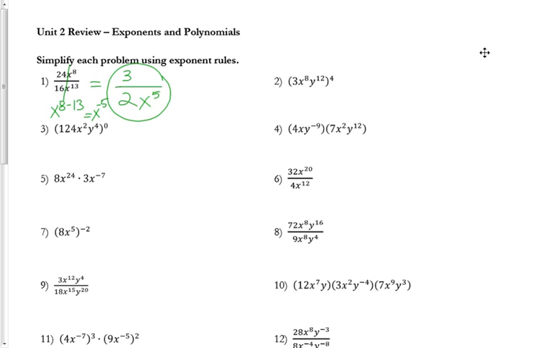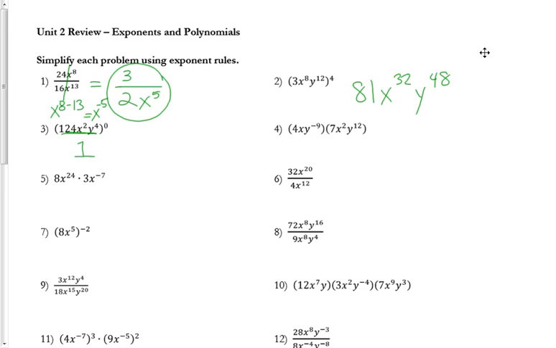So number 2, power rule. Make sure you apply the 4 to each part, and you're going to get 81 x to the 32nd, y to the 48th. Number 3, it doesn't matter what's inside the parentheses. If the outside is a 0 power, remember our 0 power rule says that it's just equal to 1.